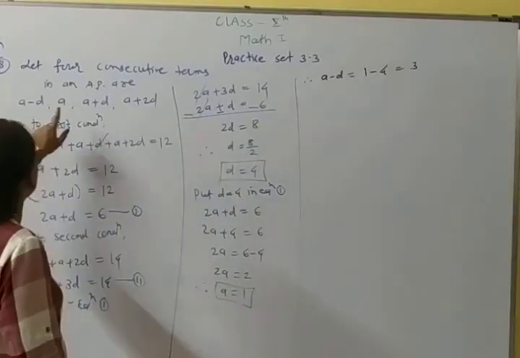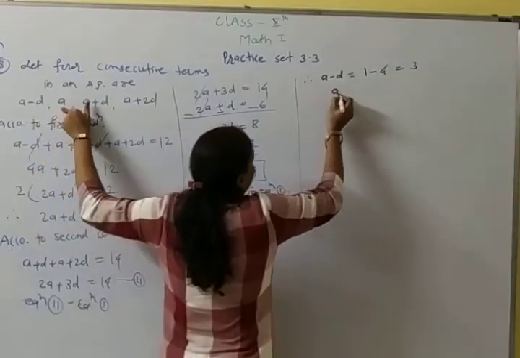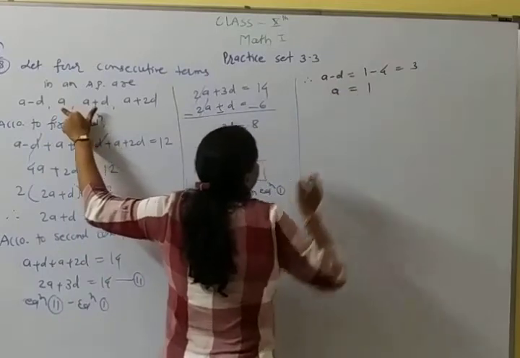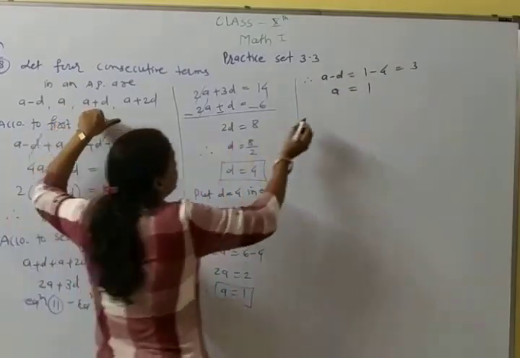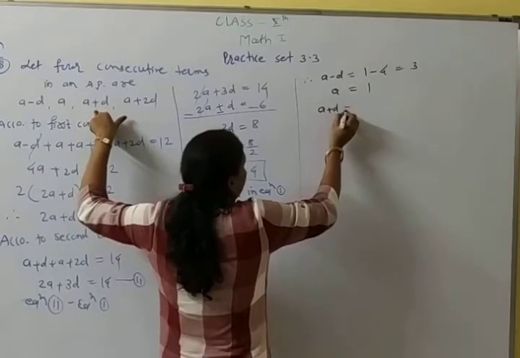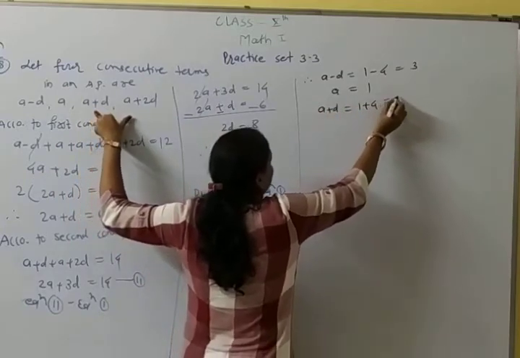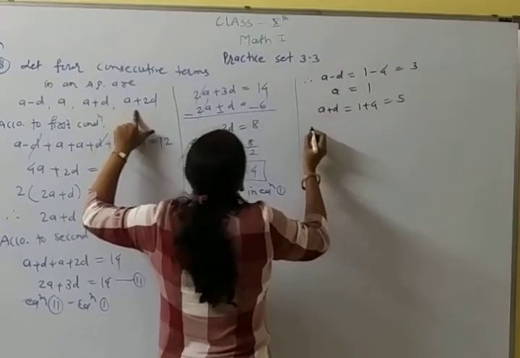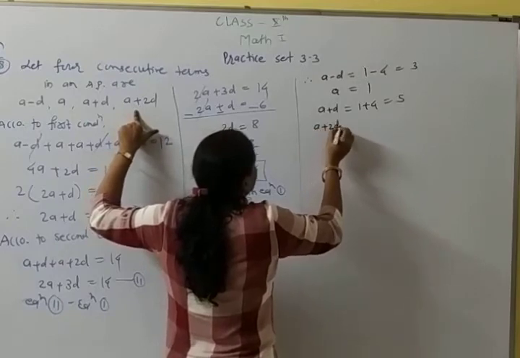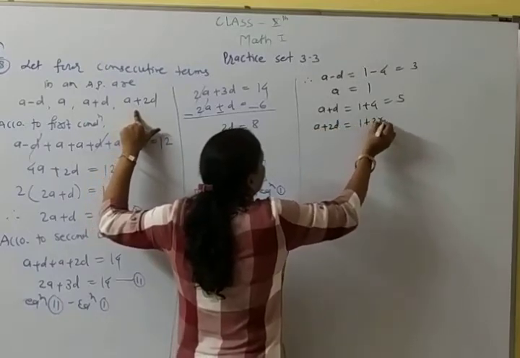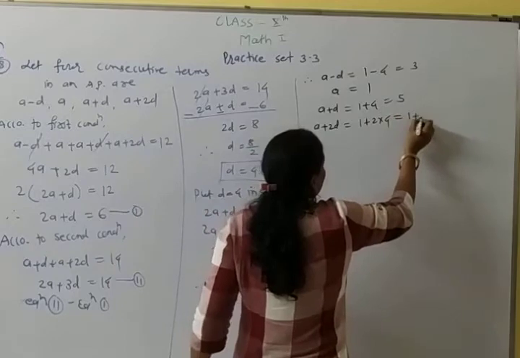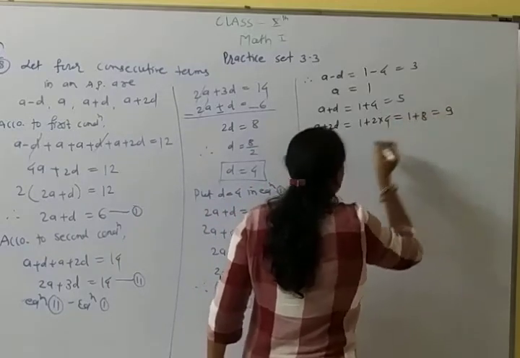Then the second term a equal to 1. This is the second term. Third term is a plus d, so 1 plus 4 equal to 5. And last term is a plus 2d, 1 plus 2 into 4 equal to 1 plus 8 equal to 9.